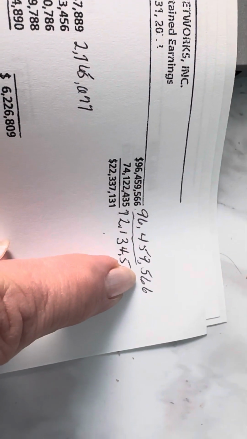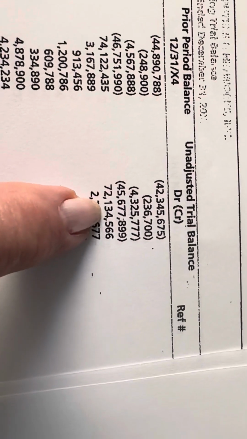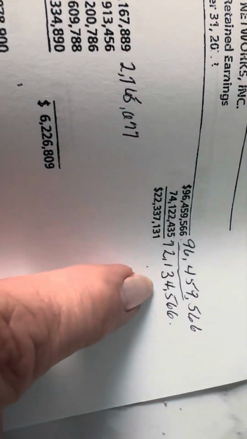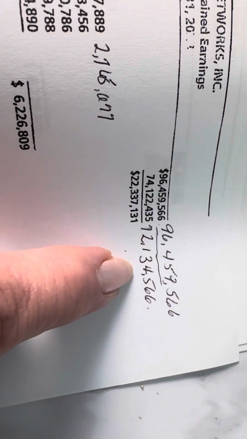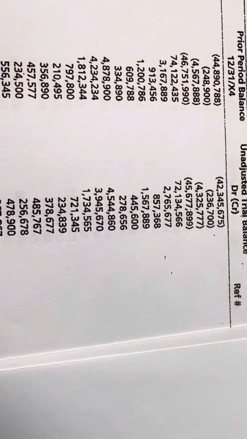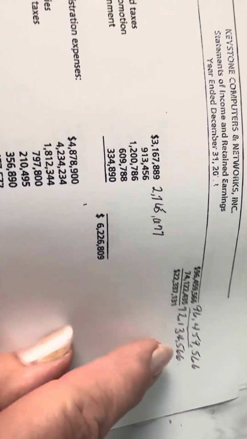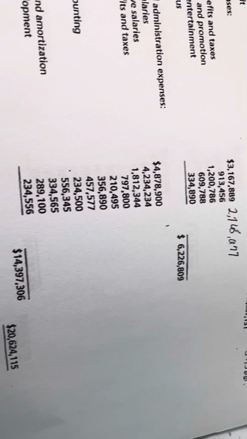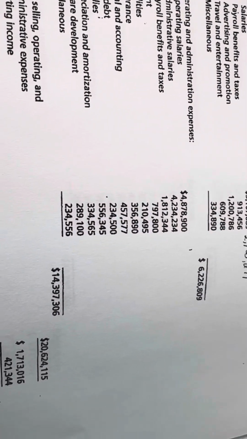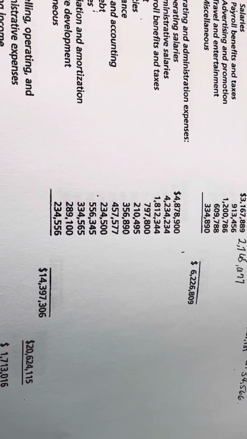That's your revenue or your sales. Your cost of goods sold, 72,134,566, is the second number. So I would go through the second column and just draw a line out to the side. Once you've matched up all the numbers, I would retype it or put it on Excel. That's what you have to do.